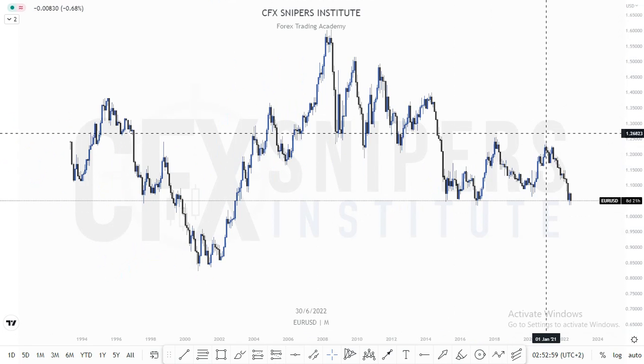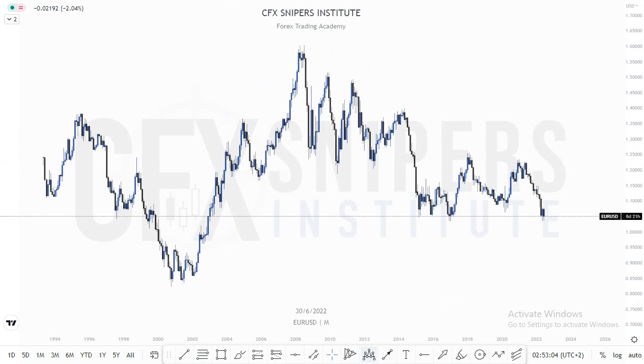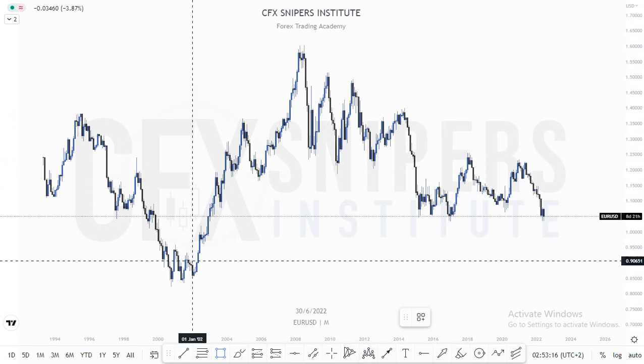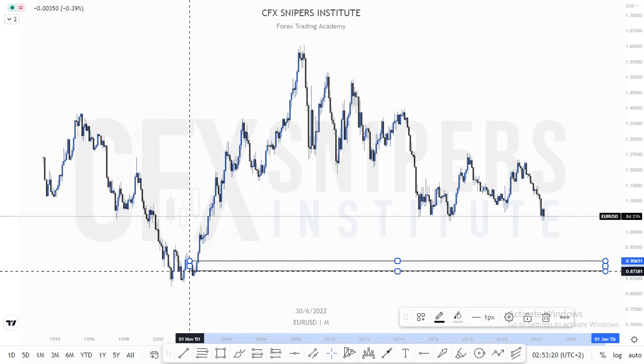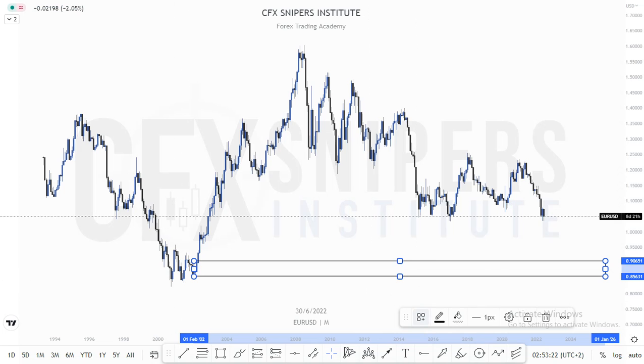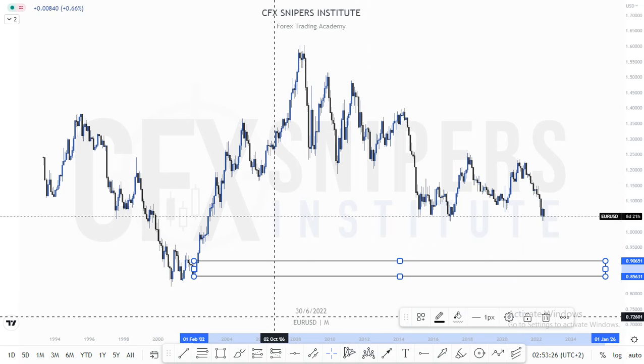So this is a monthly time frame of EURUSD. And for those who don't know, I trade based on supply and demand, mixed with smart money concepts and liquidity, obviously. First of all, I start with marking all the most important zones, which are the supply and demand zones of a given higher time frame.